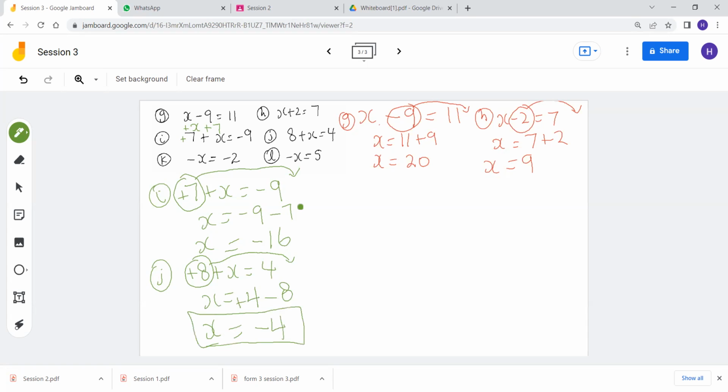So these two were a little bit tricky. If you got them wrong, that is okay. Take note of them. The next two as well, part K and part L, are a little bit trickier, but I want you all to take note of them.